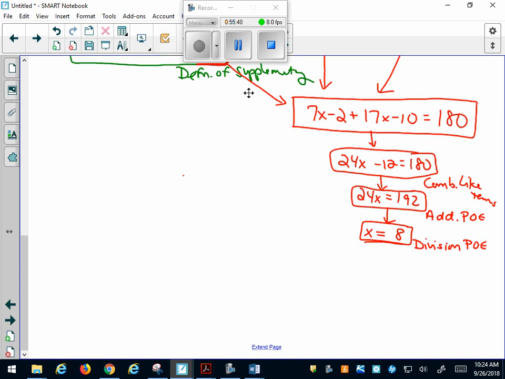Okay, that's it. The best way to get better at proofs is just to practice, practice, practice. The more proofs you do, the better you get at it. Thank you.